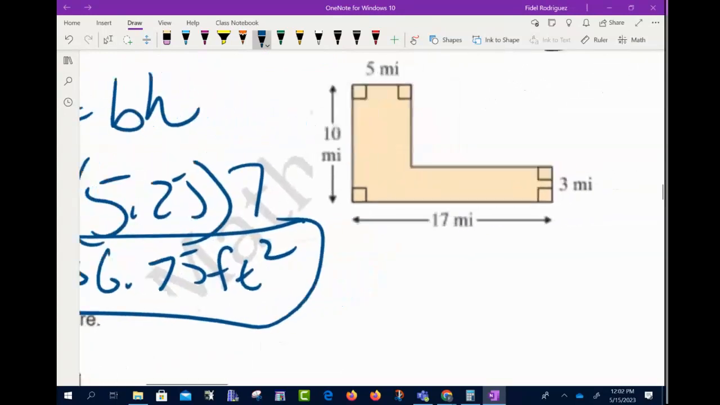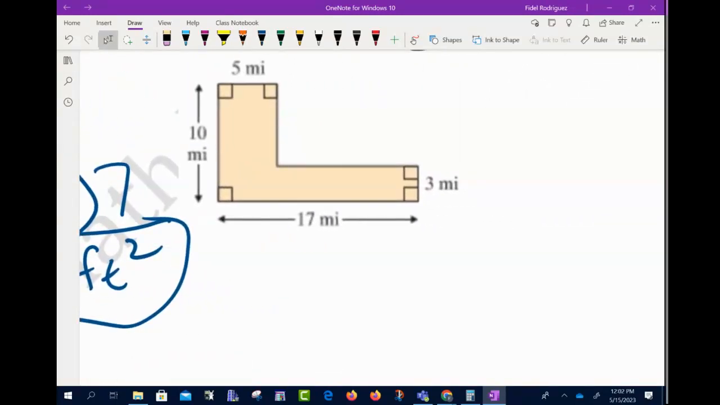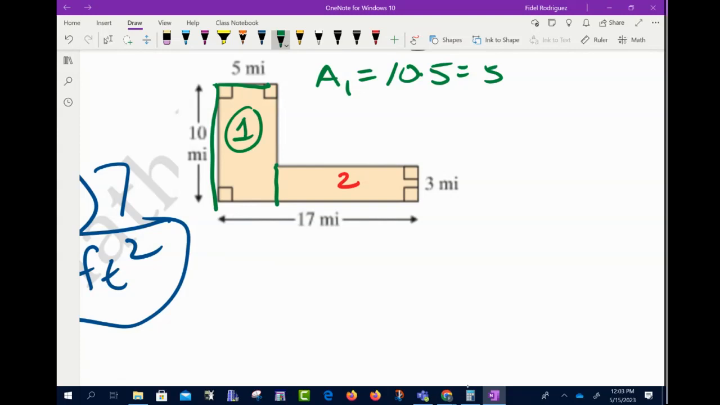Take a look at this one here. Let me ask you a question. If I wanted to find the area, this kind of looks like a letter L. Could we say, let's cut this right here and call this rectangle 1 and that rectangle 2, and we can find the area of each of them and then we'll know what the total area is? So if I wanted to do the area of rectangle 1, I'm going to take the length times the width. So I'm going to take 10 times 5. Wouldn't that be 50 square miles?